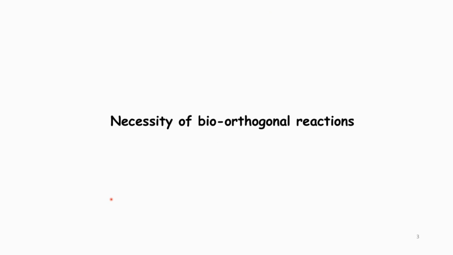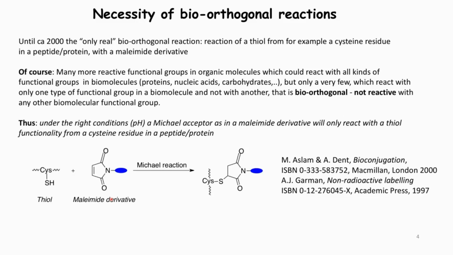Now, the necessity of bioorthogonal reactions: they're really necessary for selective modification of biomolecules. If you wish to introduce a functional molecule on a biomolecule, you need to have something which reacts selectively with one part of the molecule and not with the other functional groups. And actually, if you really are very honest, until 2000, the only real bioorthogonal reaction was the reaction of a thiol from a cysteine residue in a peptide or protein with a maleimide derivative.